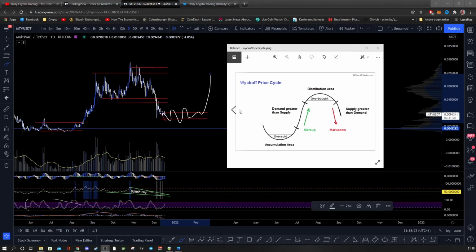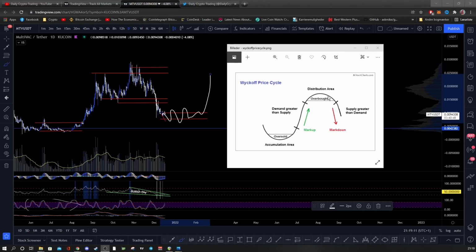And let's just draw this, guys. So remember, below right there is the oversold area, when the demand is greater than supply, when there's a lot of demand, right? When a lot of people want MultiVAC, when it's hype, when people are building DApps on it, when, you know, we have a proper bull run and so on.